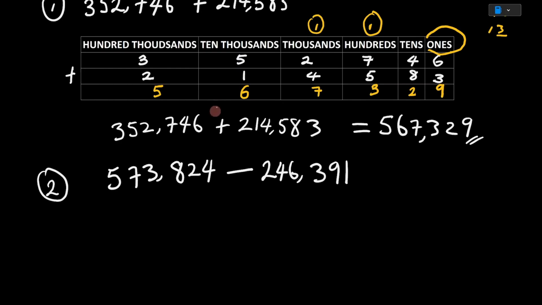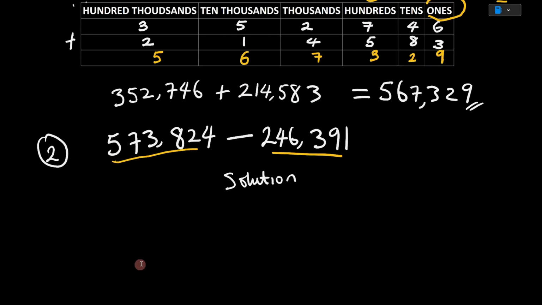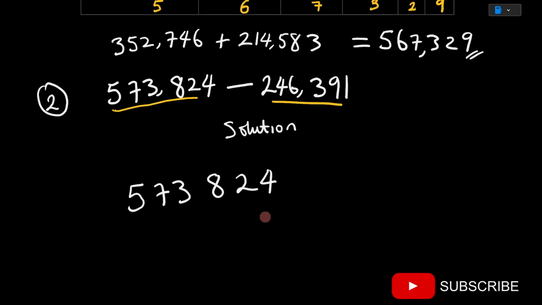Place value format. We need to arrange these two numbers in column format according to their place value for us to see things clearly and be able to solve them clearly one after the other. Solution. So let's write it out again. We have 5, 7, 3, 8, 2, 4. 573,824.